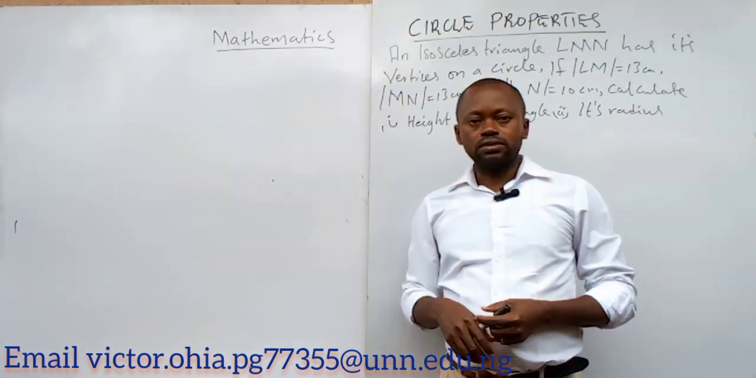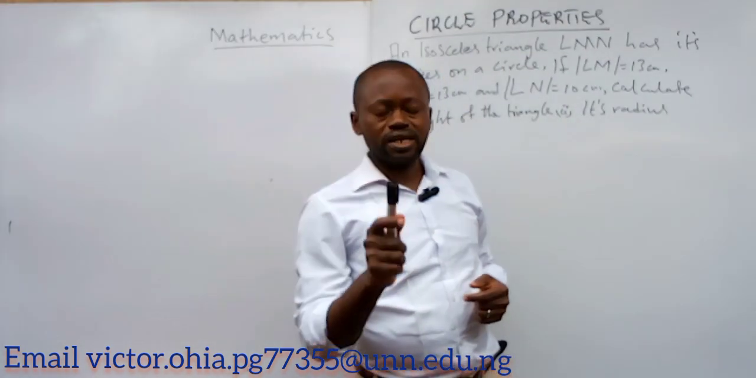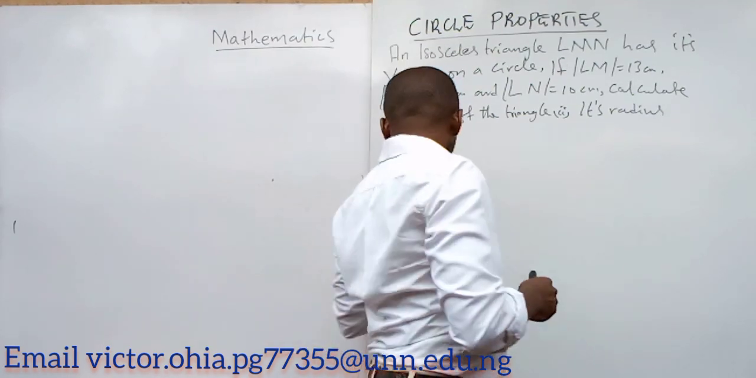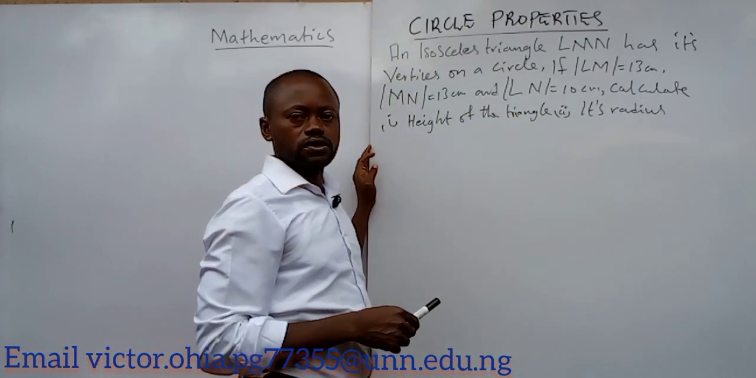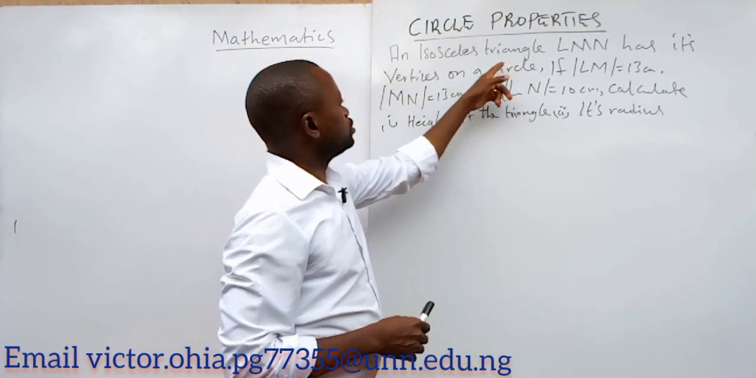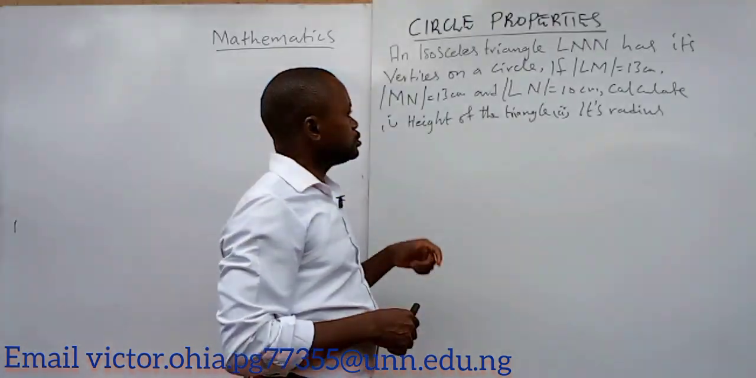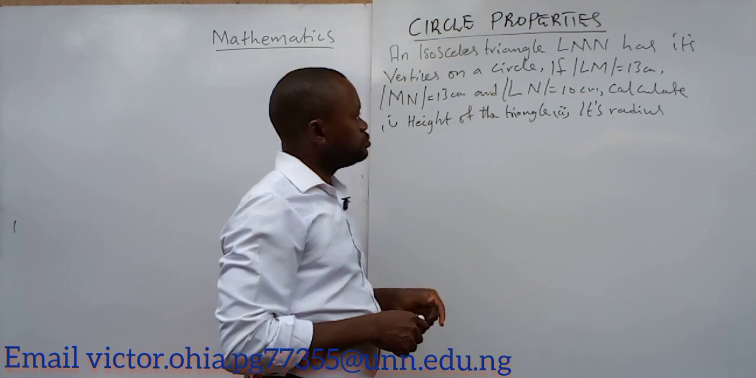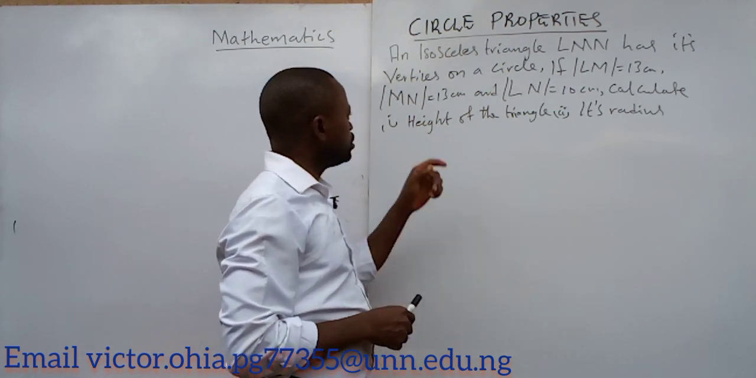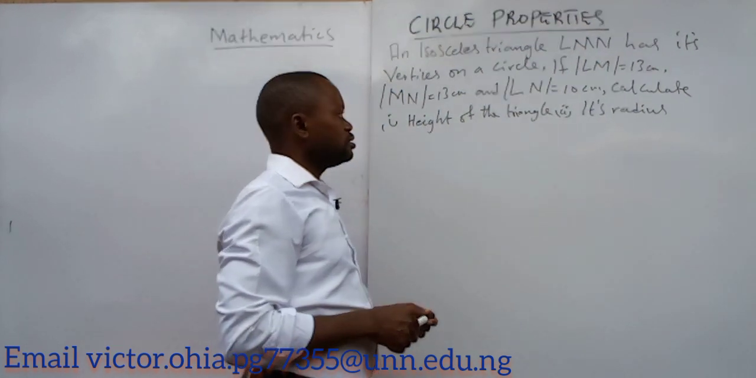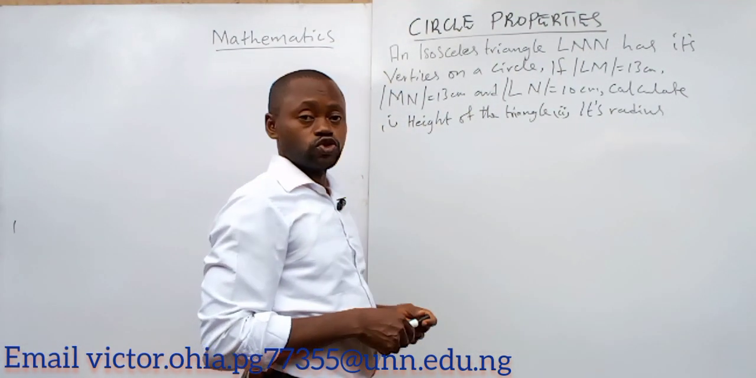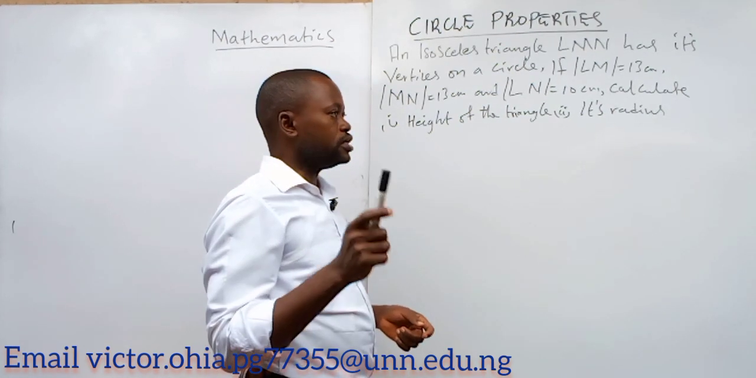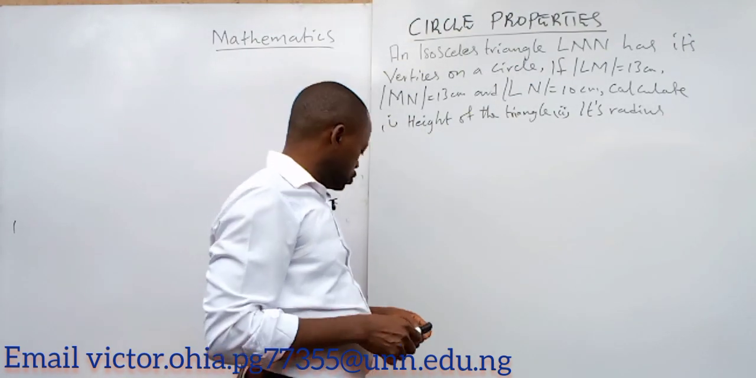So without taking our time, in today's class, we are going to be looking at another problem altogether. If you look at this question here, it says an isosceles triangle LMN has its vertices on a circle. If LM is 13 cm and MN is 13 cm and LN is 10 cm, calculate the height of the triangle and calculate the radius of the circle.